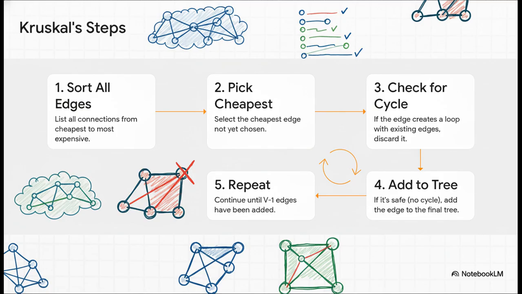If the answer is no, great, it's in, you keep it. Then you grab the next cheapest one. Does this one form a cycle? If yes, you just throw it away and move on. You just repeat that simple check over and over until everything is connected.